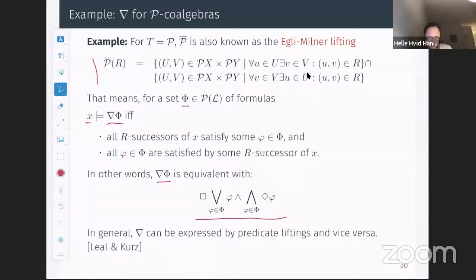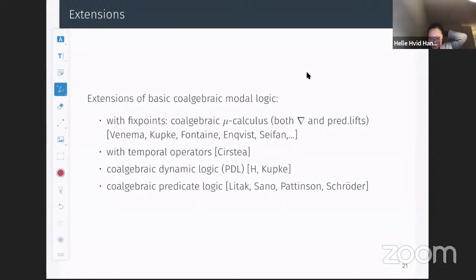Okay, that's all I want to say about the relation liftings. And now time is running out, but I'm almost there. So there are various extensions of the basic algebraic modal logic that I've shown you now. So you can think about adding fixed points to get an algebraic mu calculus.